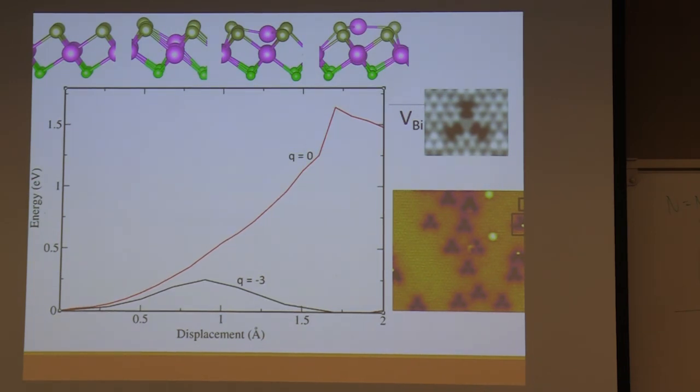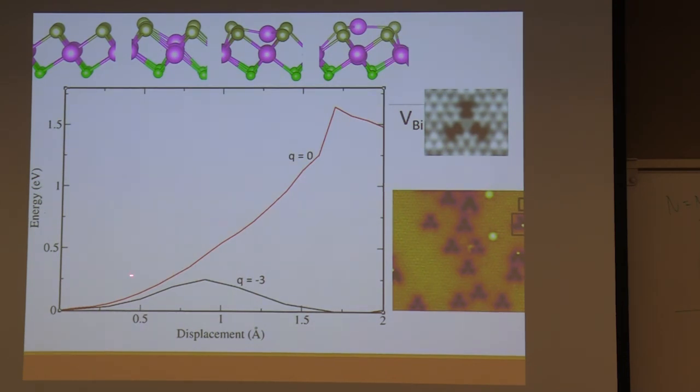So why does the energy go up here? This really has to do with how defect levels evolve as you pull it out. Maybe I'll do that at the end because it's a follow-up slide. I wasn't going to get into it.